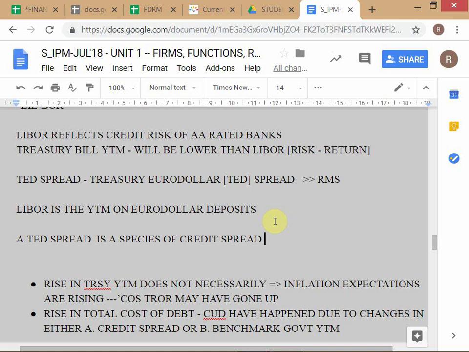So can you see that it's a species of credit spread? Because what is LIBOR, euro dollar deposits? LIBOR is referring to what grade of credit risk? Double A, right? So if I'm telling you that the TED spread at the 3-month period is say 45 basis points, that means the yield for double A credits is 45 basis points higher than the government bond yield for that maturity, the treasury bill yield.